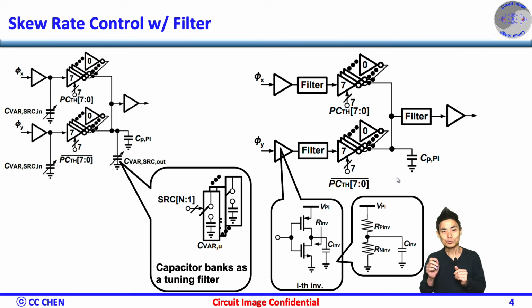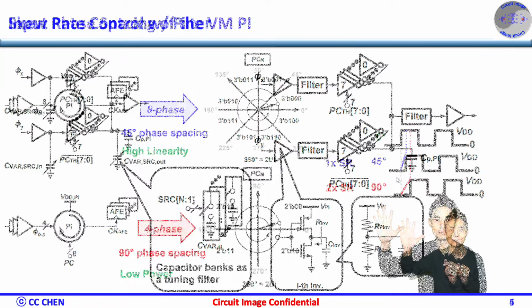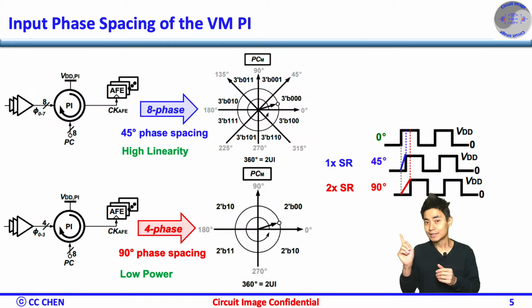In addition to the setting control challenge, we need to decide the system level spec on how many input phases of the voltage mode PI. Think about the input phase spacing image for 5 seconds. Right, the number of phases is equivalent to the input phase spacing.